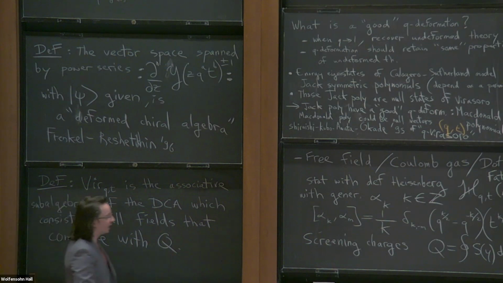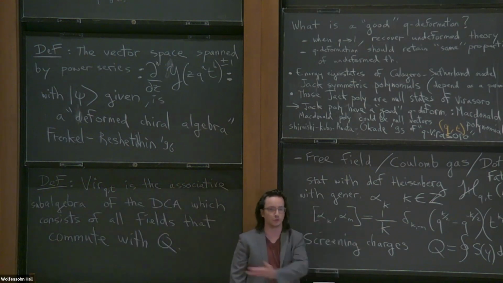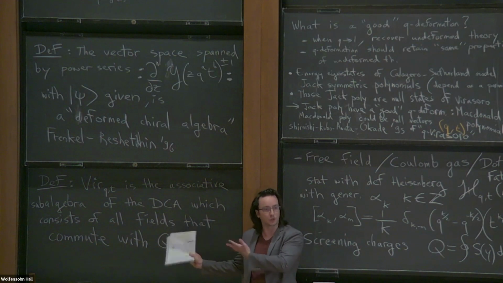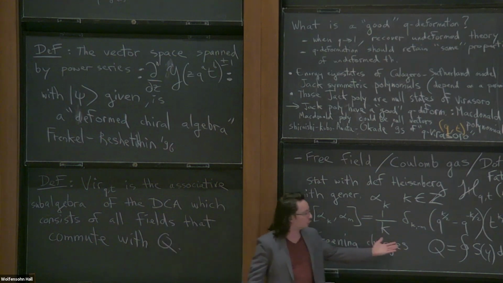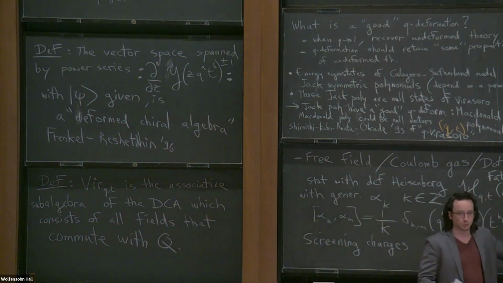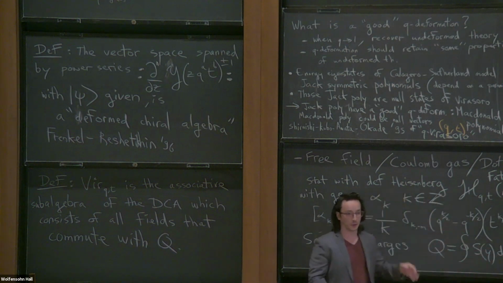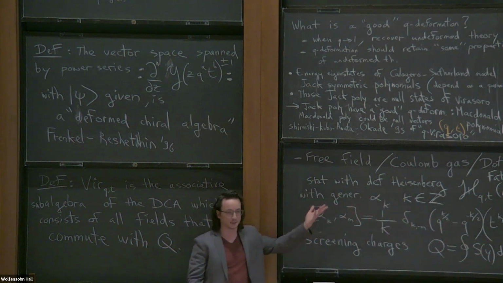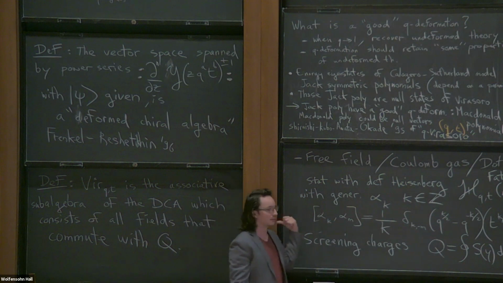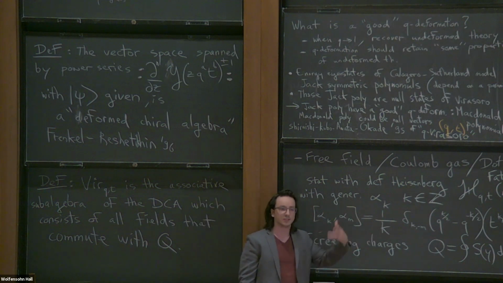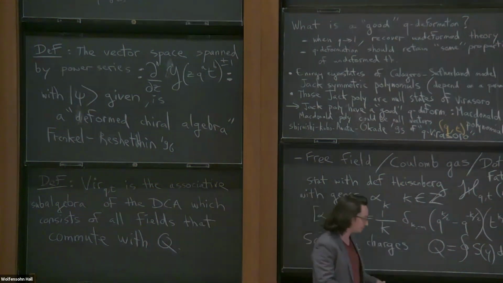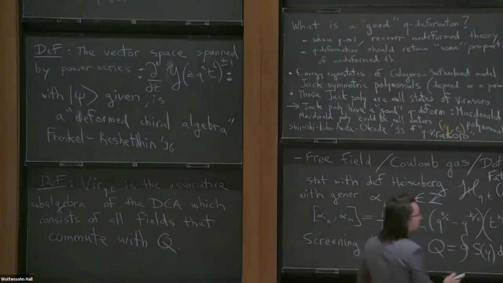Okay, so let me tell you what happens if I brute force try to construct what operator actually commutes with Q. I've told you what Q is, so let's brute force try to construct it. I'll give you the answer, and it's an exercise to check, it's a small computation, that the operator I'm going to give you does indeed commute with the screening charge. So let me show you what it looks like.